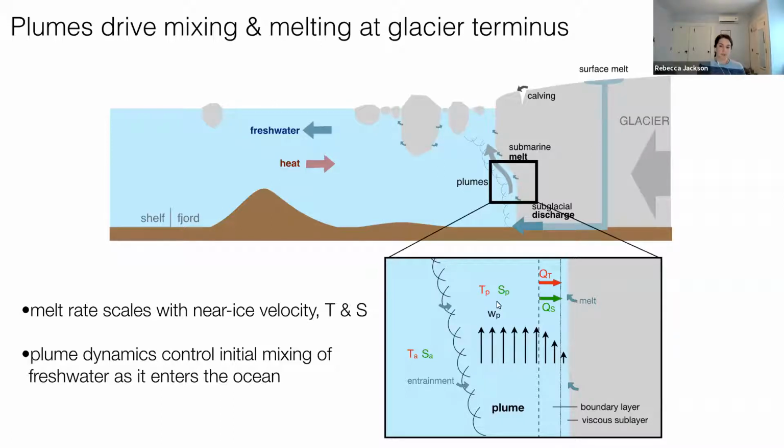And then these plume dynamics are also going to control how this fresh water initially mixes as it enters the ocean. And so importantly, these plumes are sort of a choke point in the system. They control how fast you can get ocean heat and salt across the boundary layer to actually drive melting.